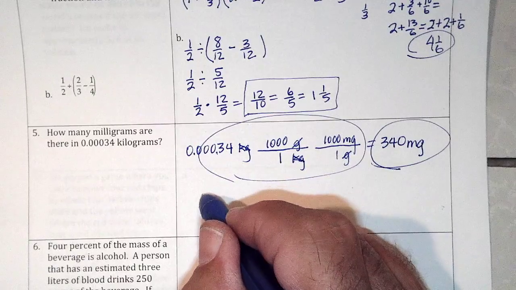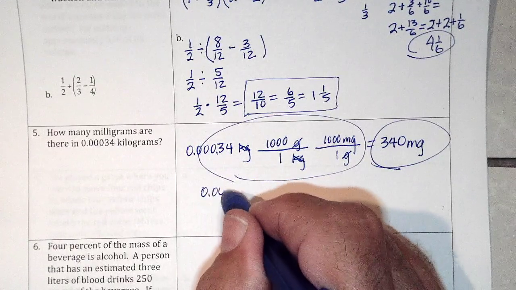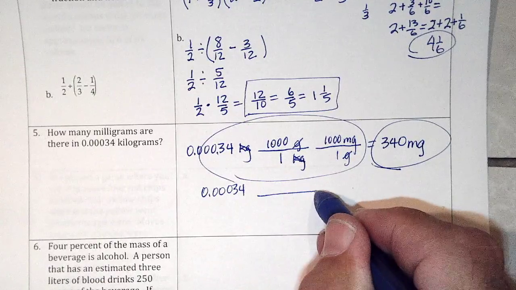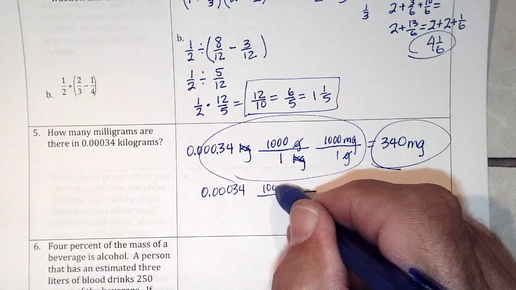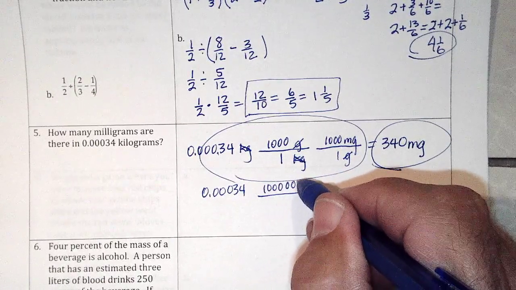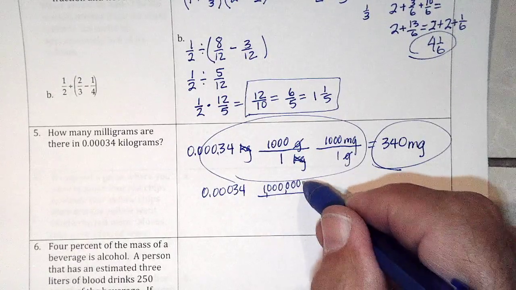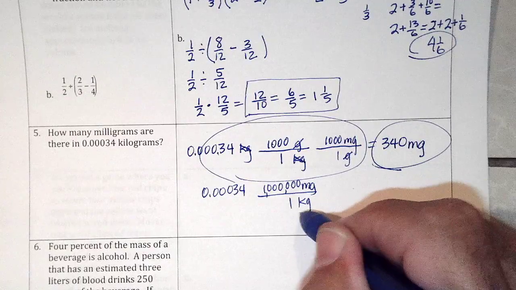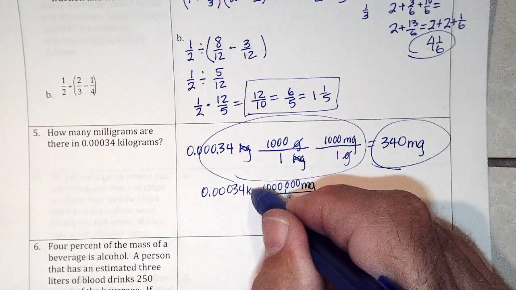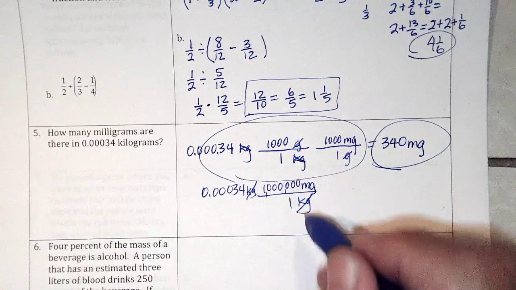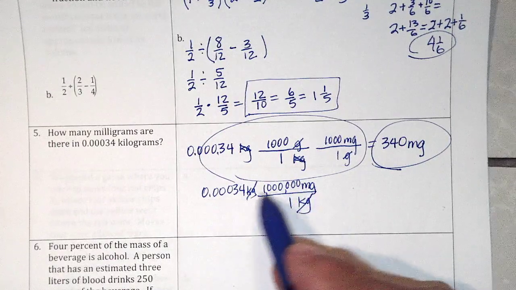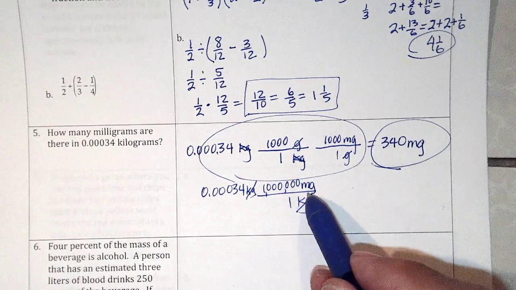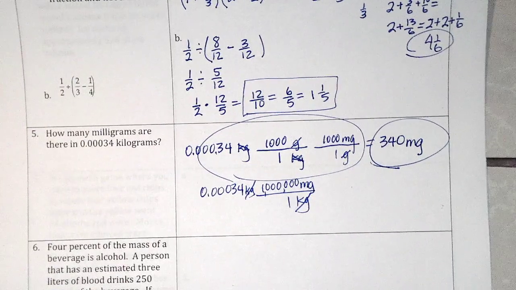Now you could have done this one 0.00034, and if you knew that there was 1,000,000 milligrams in 1 kilogram, the kilograms on this would cancel right away, and we'd get 1,000,000 times this, which is 340, and the units would have been milligrams.